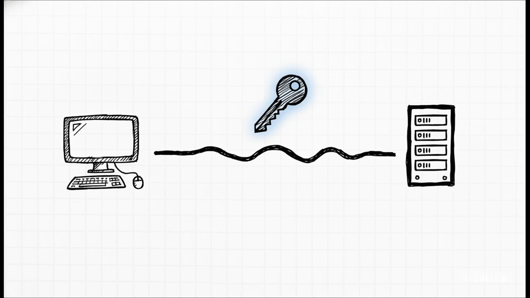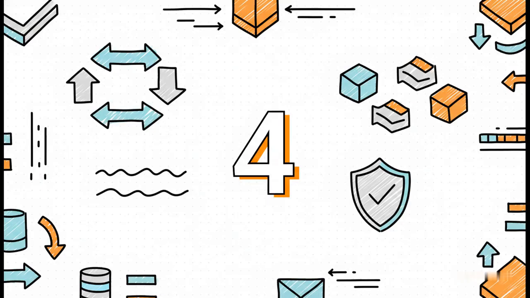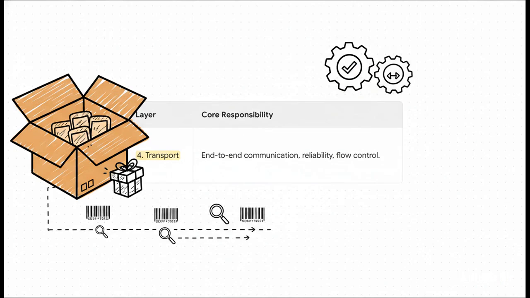And if you've ever logged into a website, you can thank the session layer for helping manage that state so you don't have to put your password in on every single page. All right. The connection is open, but how do we make sure our data actually gets there reliably? Welcome to the transport layer. This layer is a huge deal. It takes our big chunk of data and breaks it into smaller pieces, called segments. Then it makes sure they all arrive at the other end correctly and in the right order.